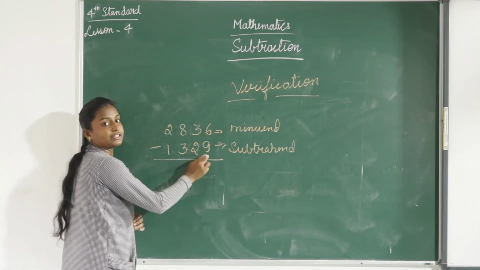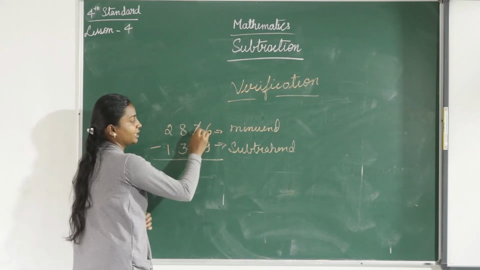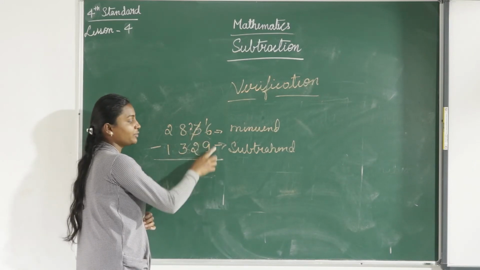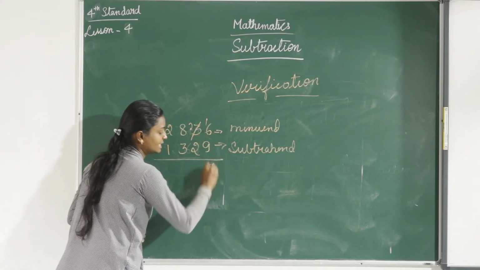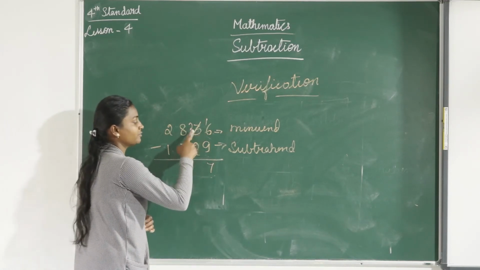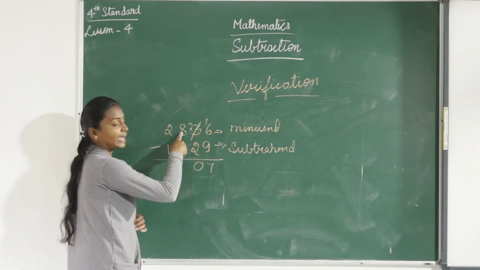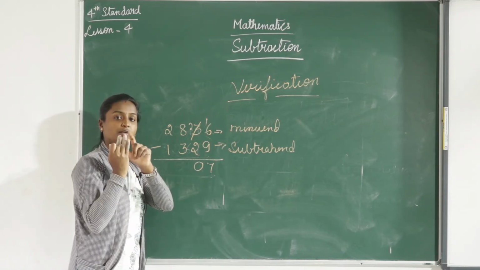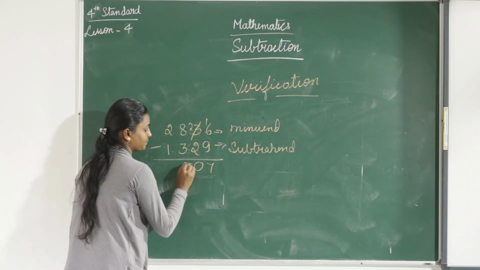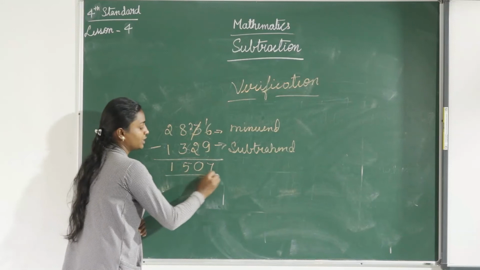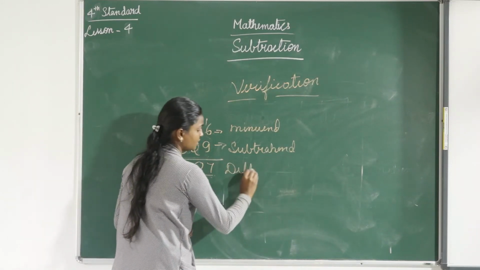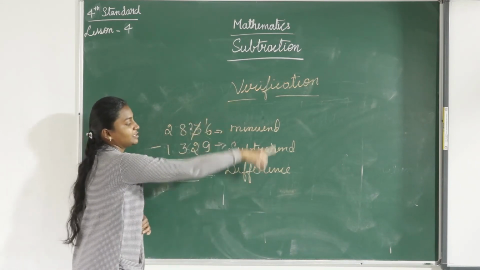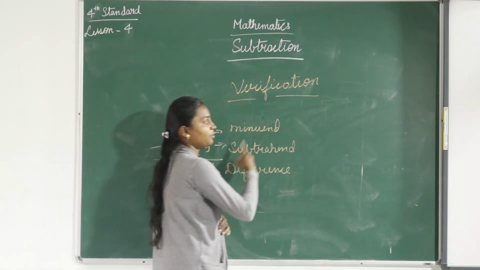So here from 6 we can't subtract 9, so we are taking borrow here. It becomes 16 and it becomes 2. So 16 minus 9, you are removing 9 from 16, it means you will get 7. Then 2 minus 2 is 0. 8 minus 3, from 8 you are removing 3, so 8 minus 3 is 5. 2 minus 1 is 1. So here the difference is 1507.